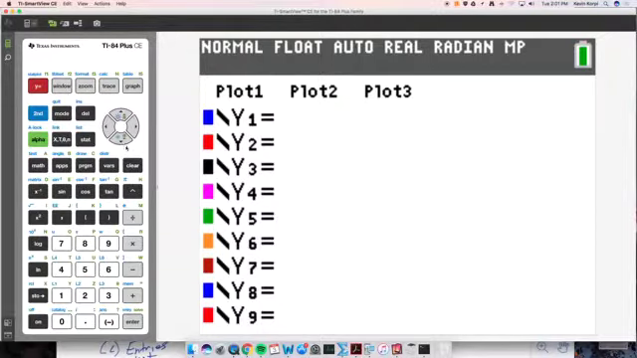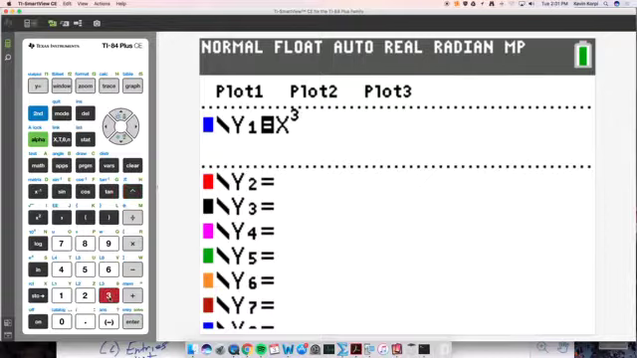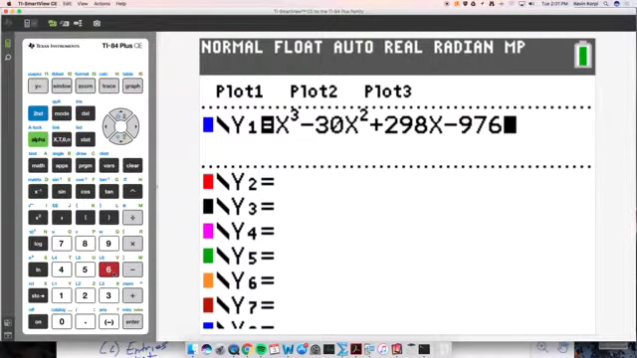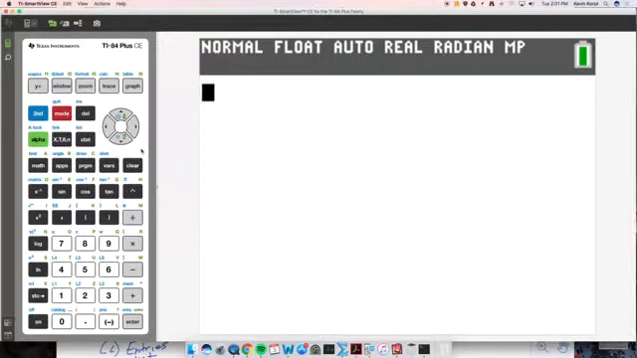So because it's a free response, let's go to Y1 and type it in there one time very carefully and make sure it's correct. So x cubed, click to the right, minus 30x squared plus 298x minus 976. So one time only, you double check, triple check, make sure it's in there perfectly. It looks good. All right, so now we'll go to the home screen, and we're going to type in exactly what we wrote on our paper.